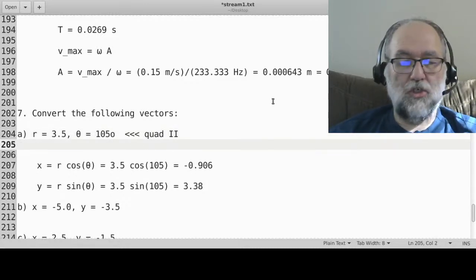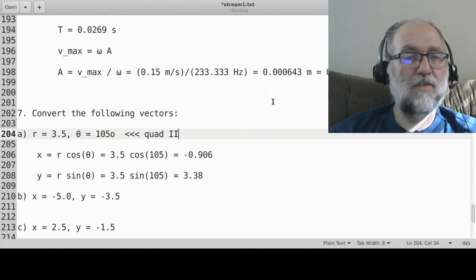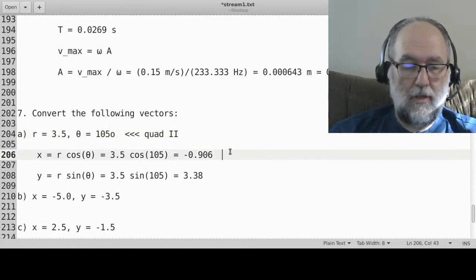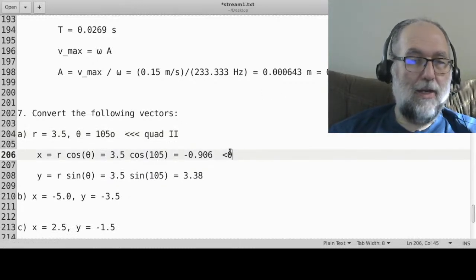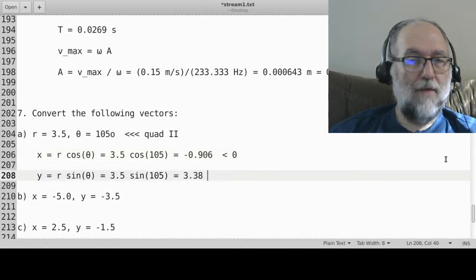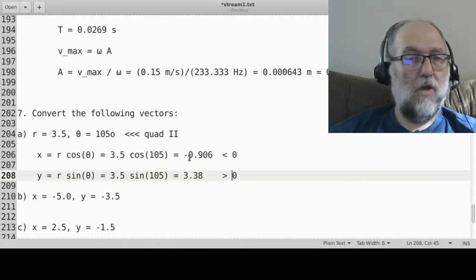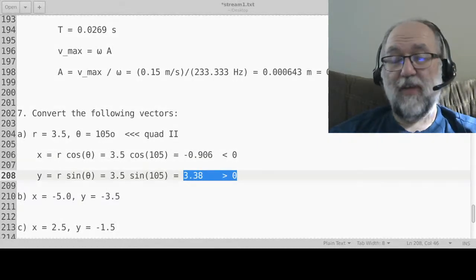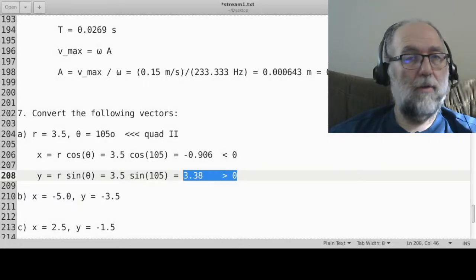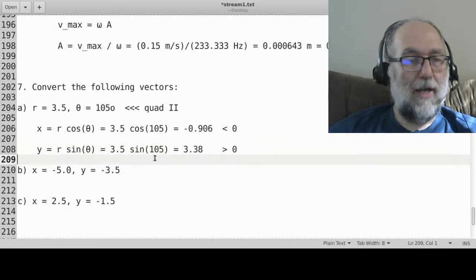All right, so the angle by itself tells you you're in quad 2. And in quad 2, what should you have? Your X value should be negative, and your Y value should be positive, and it does work out. So yeah, that number is in quad 2. Again, not a perfect check, but it's something. All right, great. Let's move on.